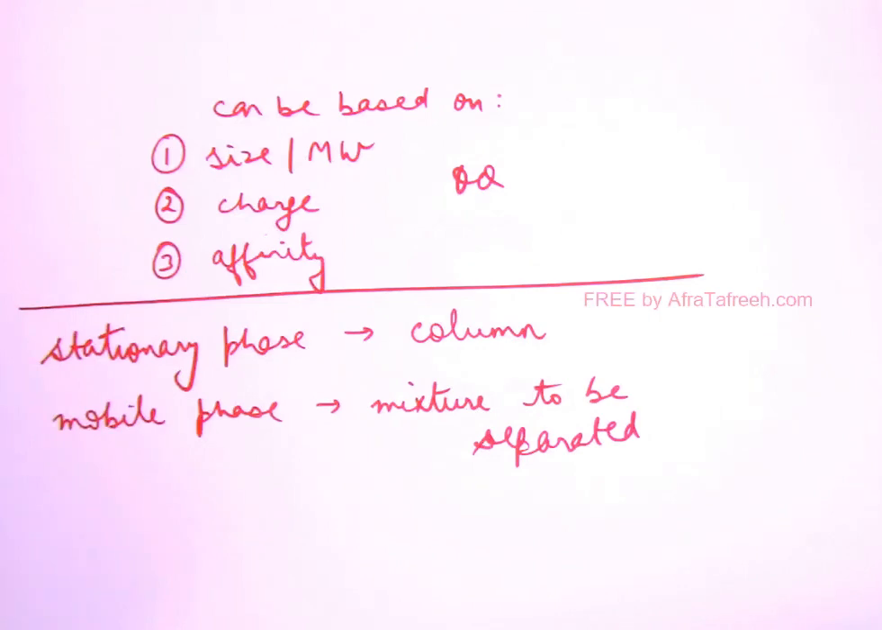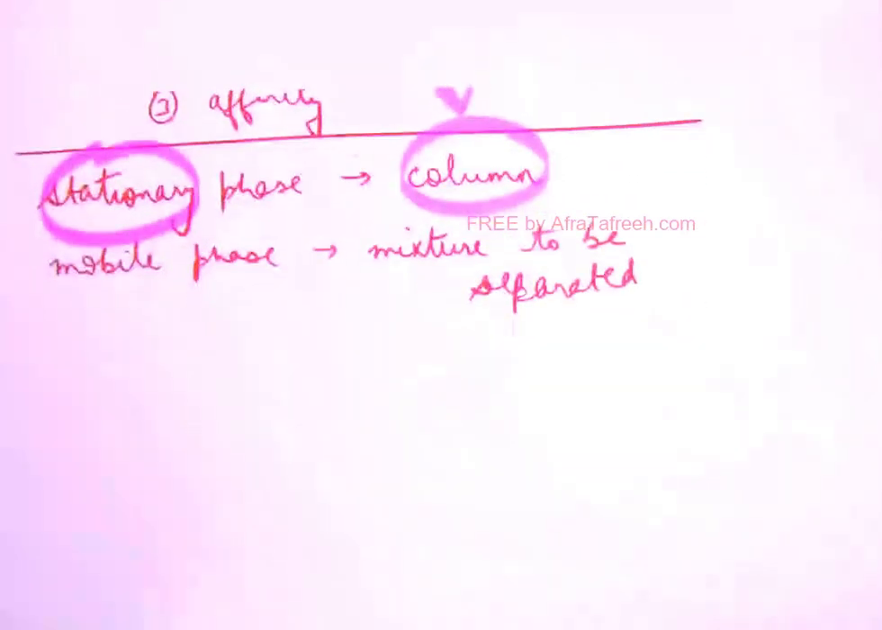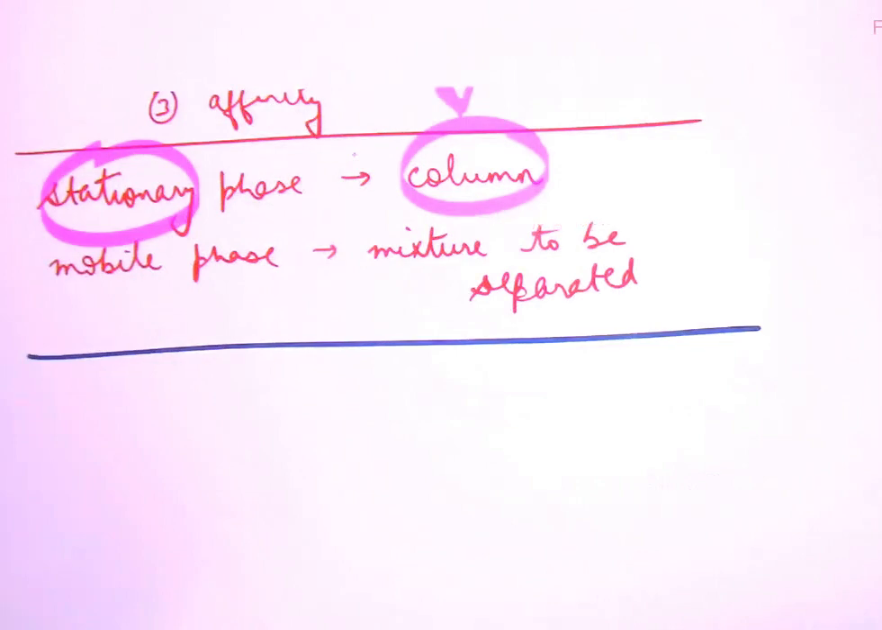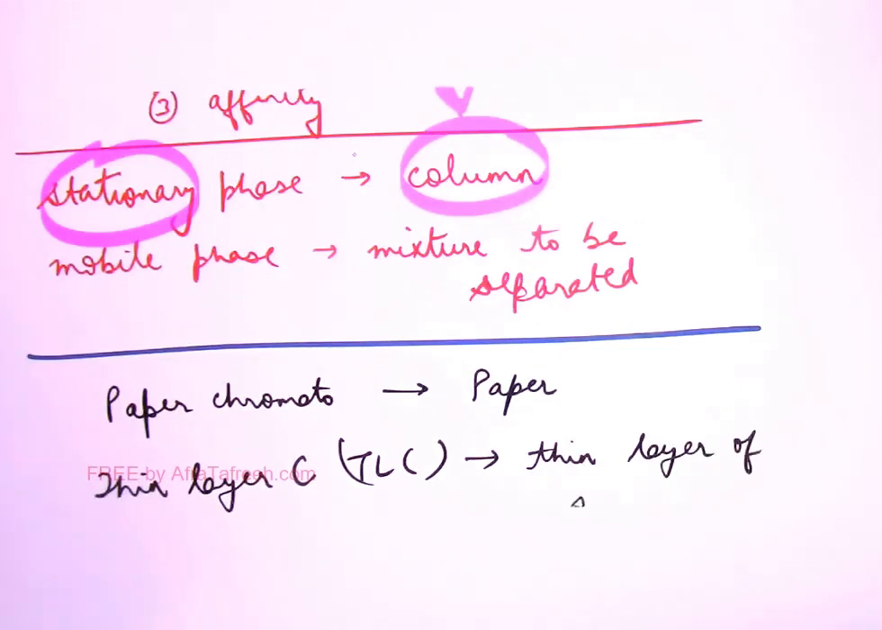It is very easy to tell the stationary phase because the name of the chromatography tells you the stationary phase. When it is column chromatography, then column is the stationary phase. If it is paper chromatography, then the stationary phase is paper. If it is thin layer chromatography, that is TLC, then the stationary phase is a thin layer of silica. So the name of the chromatography tells the stationary phase.